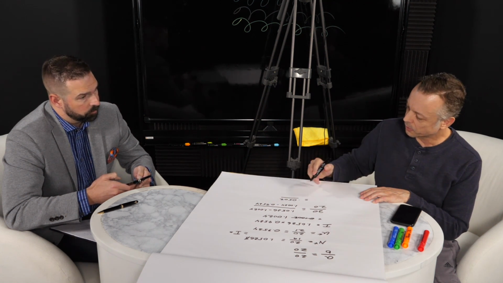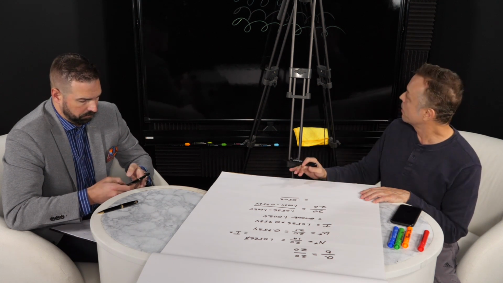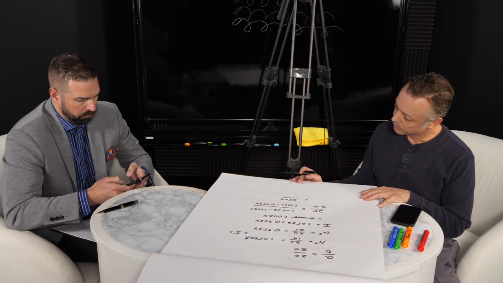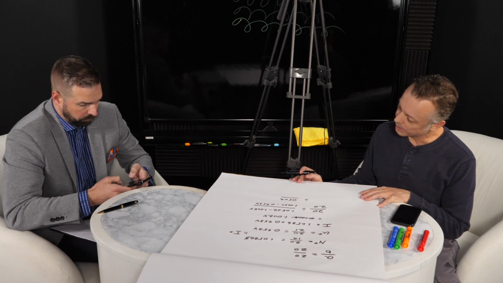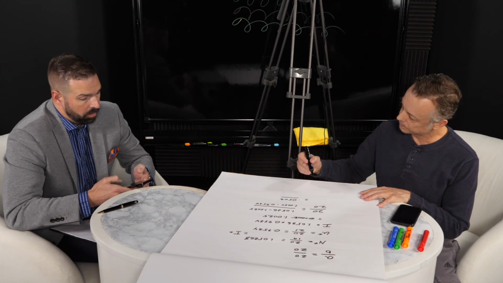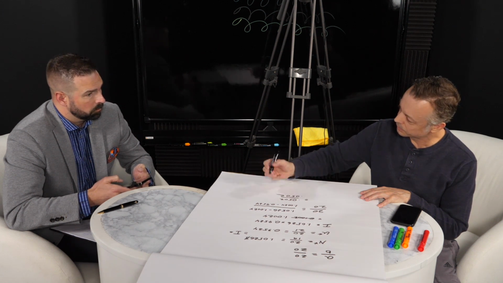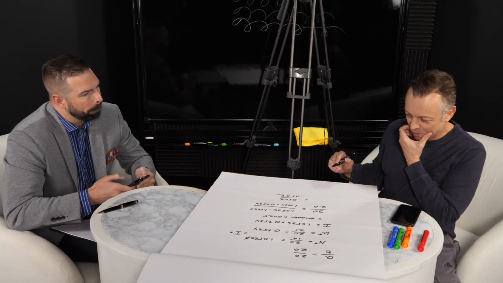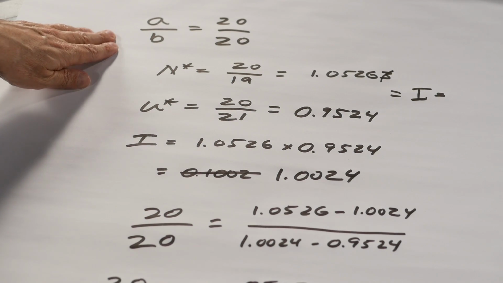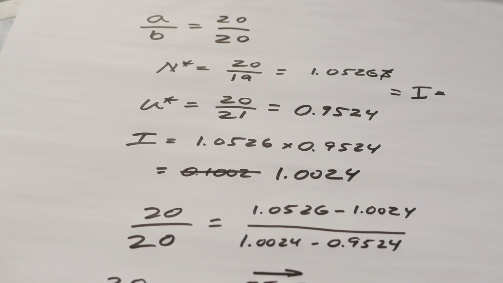0.0502. Okay, and then what's 1.0024 minus 0.9524? 0.0502, yeah. Okay, so even when A and B are the same, the existence equations still work.